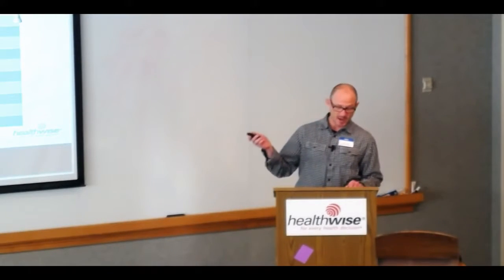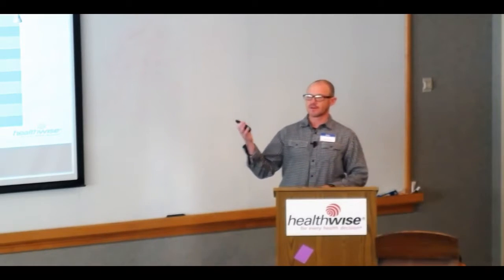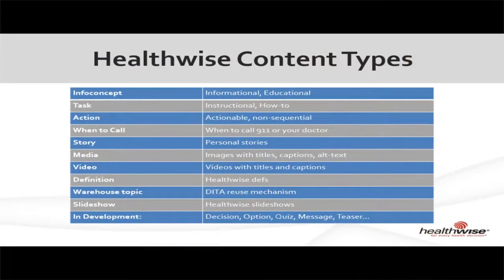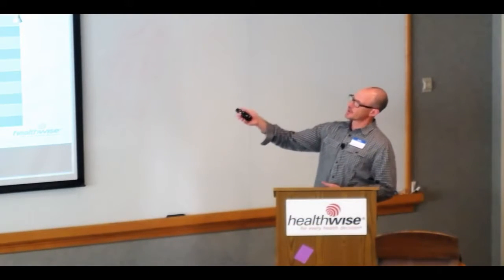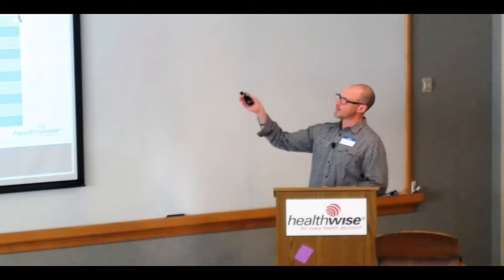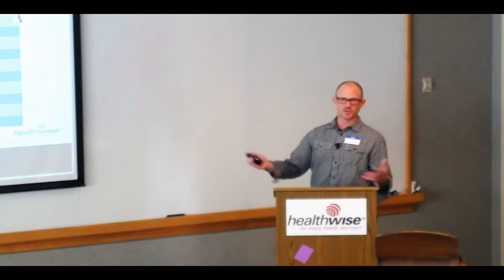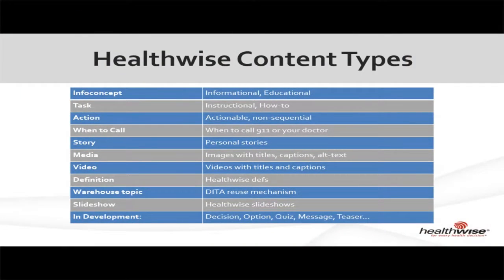So this is a snapshot of the content types included in the Healthwise content model so far. Each of these houses a specific type of content, which is content with a specific job to do. It's the way we like to think about it. You can see we've got basic educational content at the top, info concept. The majority of our content lives in this sort of structure.